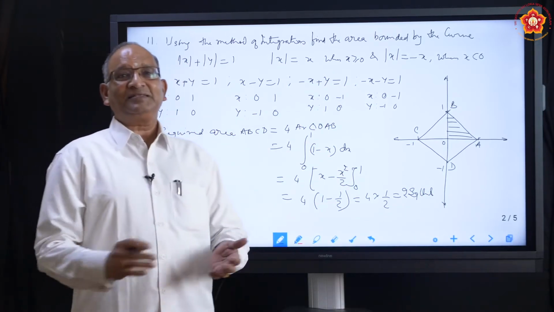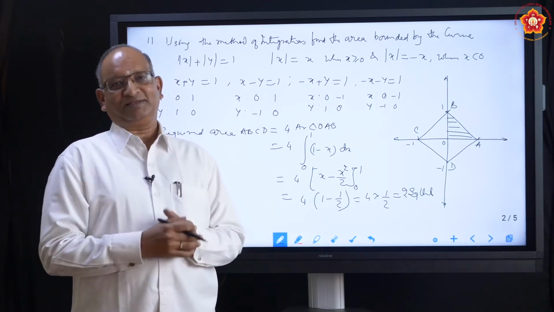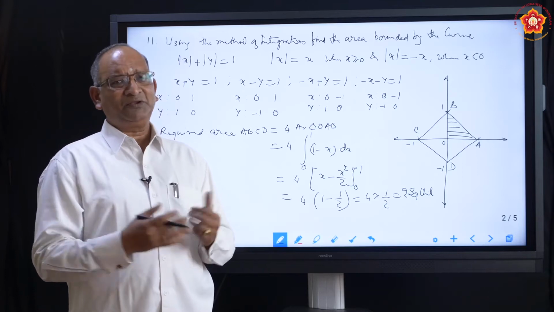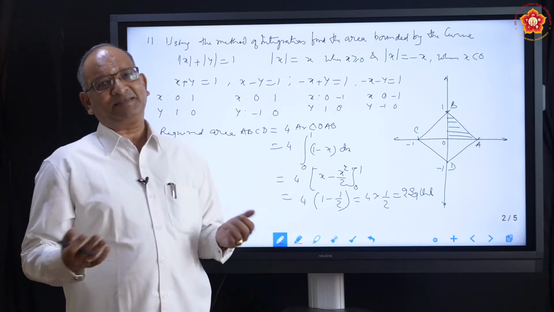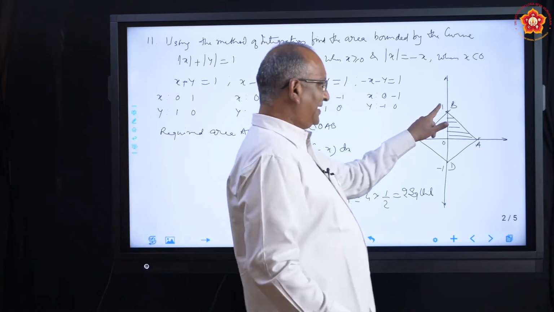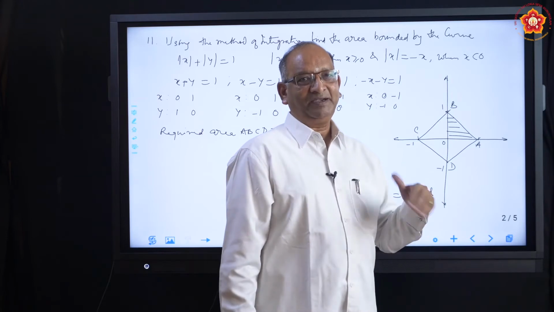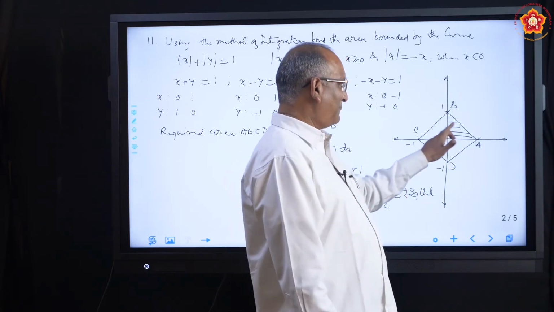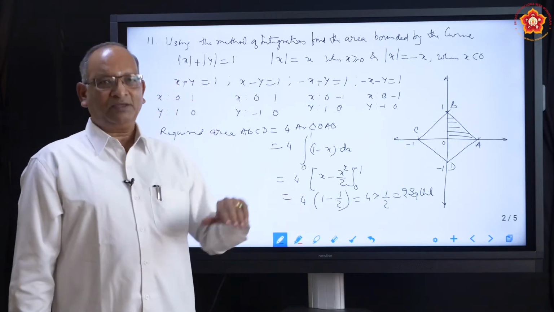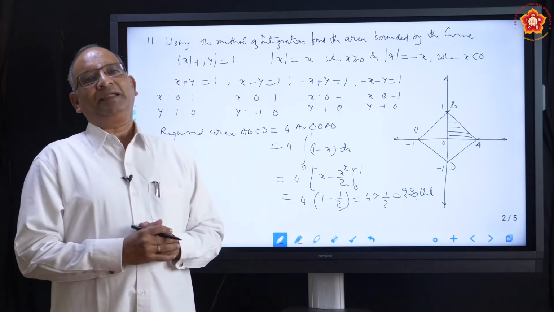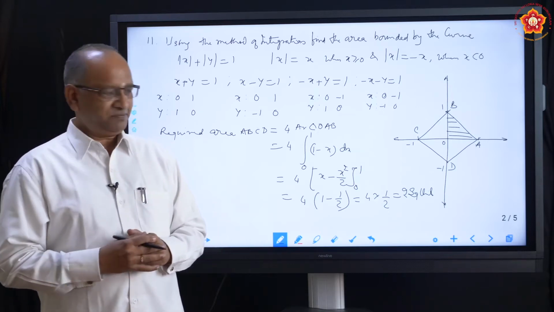You may be surprised thinking why we need to do all this. Because you know the area of a triangle. What is the area of a triangle? Half base into height. So what is the area of this triangle BOA? Half into 1 into 1, which is half. So four halves, the answer is 2. But we have done the same thing with the help of integration. Okay? We'll move on to the next problem.